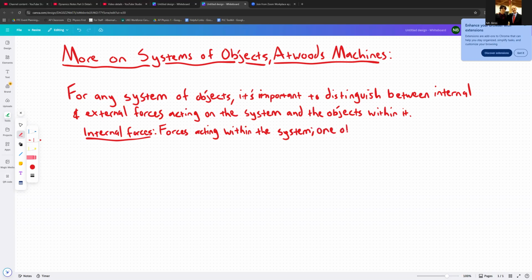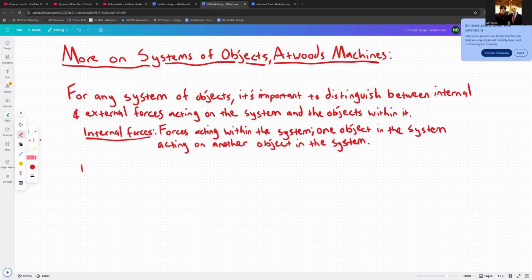One object in the system acting on another object in the system. Okay, that's internal forces. So when you have a system of objects, if there are forces acting within the system, one object in the system pushes or pulls on another object in the system, that's internal.